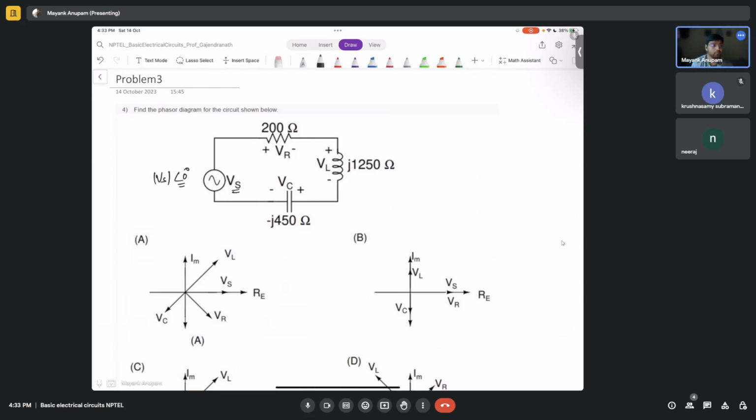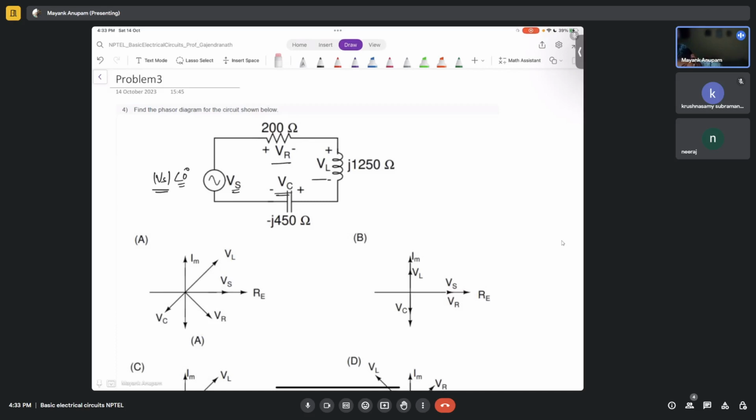Sir, voltage source will be assumed to be the reference phasor. Yes, you assume that the voltage source is at reference phase. Basically, reference phase is the same as 0 degree, right? So you assume that the magnitude of the voltage source is mod of Vs and the angle is 0 degree. Based on that, you have to find out what will be the different phases for Vr, Vl and Vc. So, tell me how will you do that?